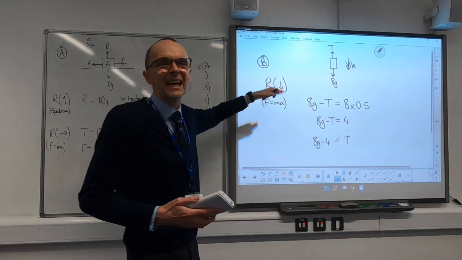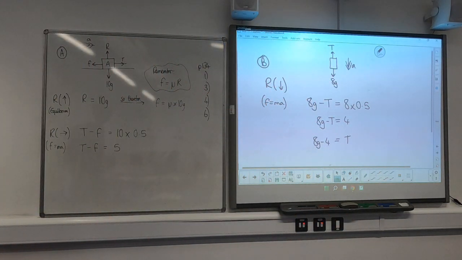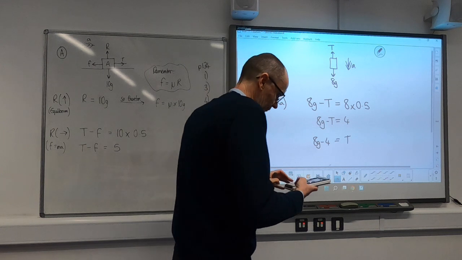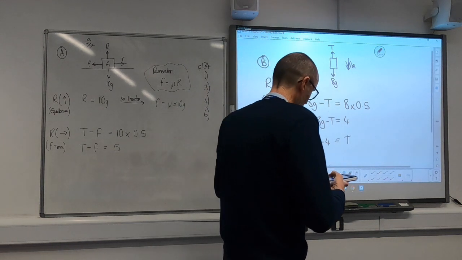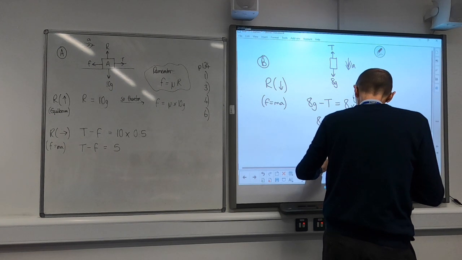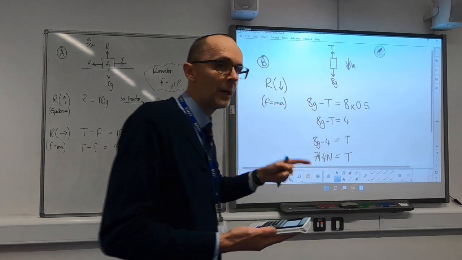I chose to make down positive just because I knew it was moving downwards. So that's all good news. I've got a value for T by resolving, by just looking at B. So T is 74.4 newtons.